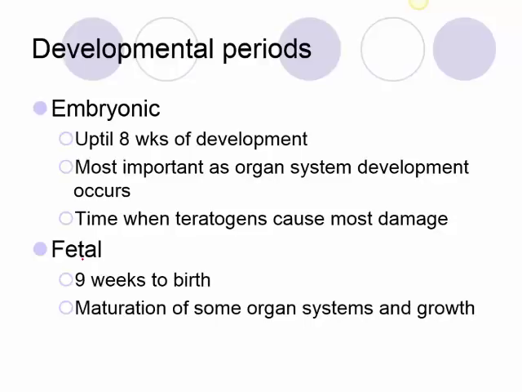The next period is the fetal period, which is from 9 weeks to birth. Here, the organ systems actually begin to mature. So they grow, they get larger, they begin to secrete, urine begins to get formed, swallowing reflexes occur, all of these things happen. So that's the fetal period, which occurs from 9 weeks to birth.